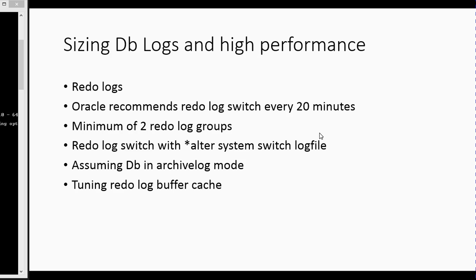In terms of performing that redo log switch manually, you can issue the command ALTER SYSTEM SWITCH LOGFILE. That's the way to execute a redo log switch manually. And also, what I'm going to do now is assume that the database is in archive log mode, which makes administering redo logs much simpler.